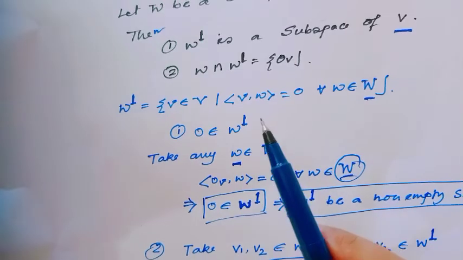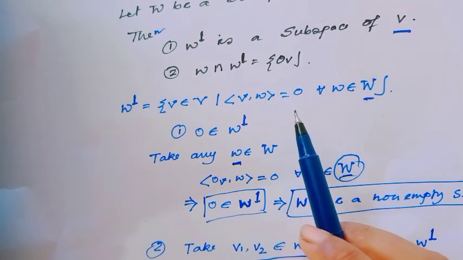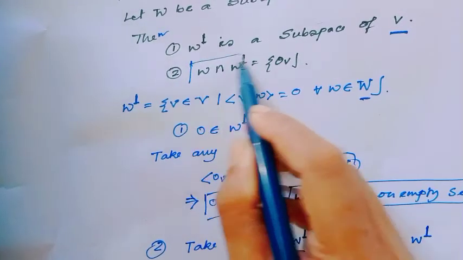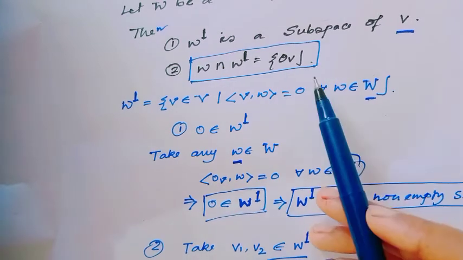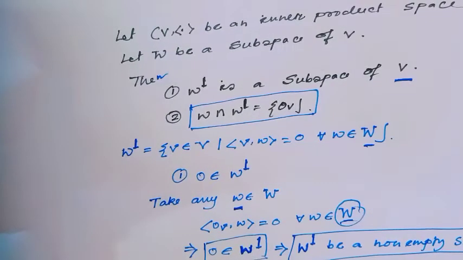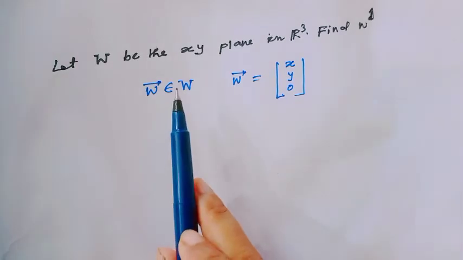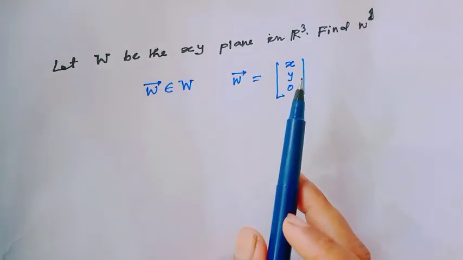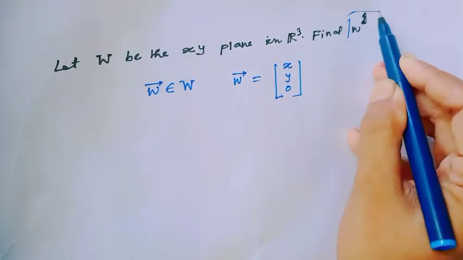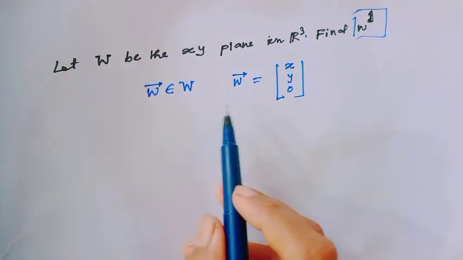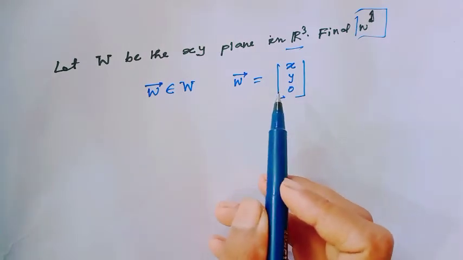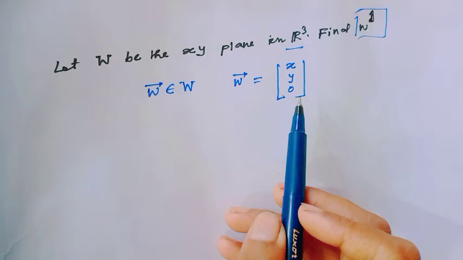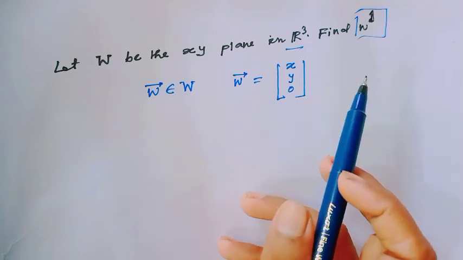Our next property: W intersection W perp is always the singleton set containing 0. This is an easy property, just prove it yourself. Now I will illustrate this expression with an example. For example, consider W to be the xy plane in R3. Then find W perp. This is the xy plane in R3. That means the vectors in this subspace look like (x, y, 0), and we have to find W perp.